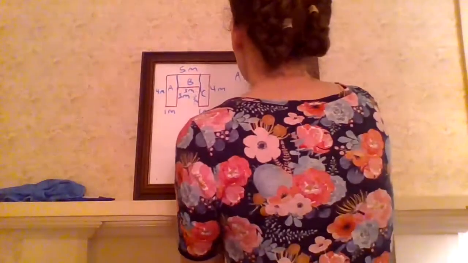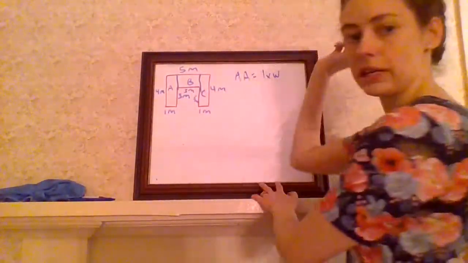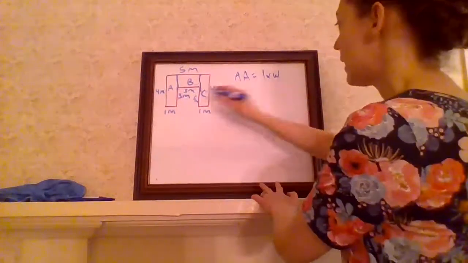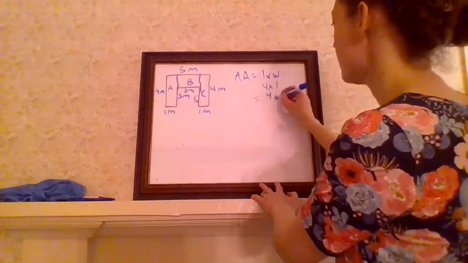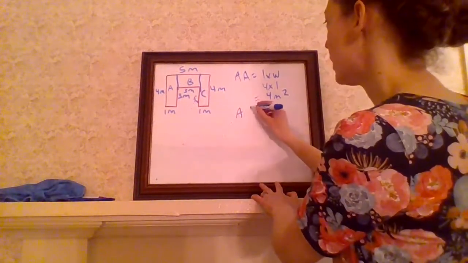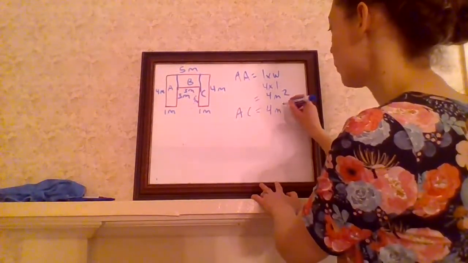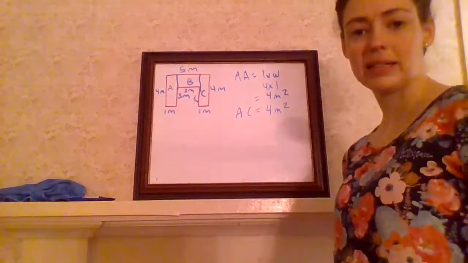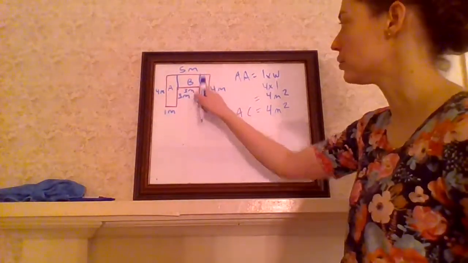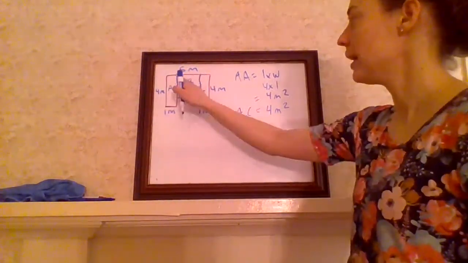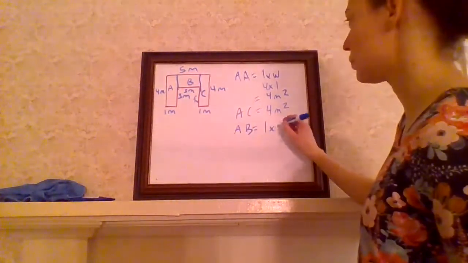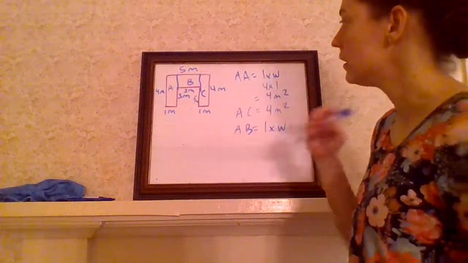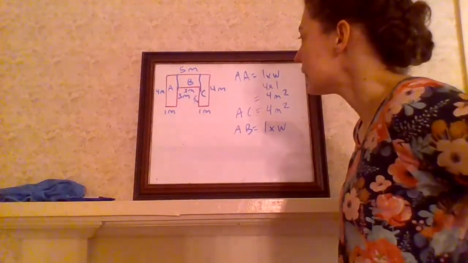So area of A is length times width because it's a rectangle, and that is 4 by 1. So that's nice and easy. So that's 4 meters squared. And let's just do area of C right away, and we know that's 4 meters squared as well because it's the exact same shape as A. So now we just need to find out area of B. That's length times width because it's a rectangle. And let's see, what is it?